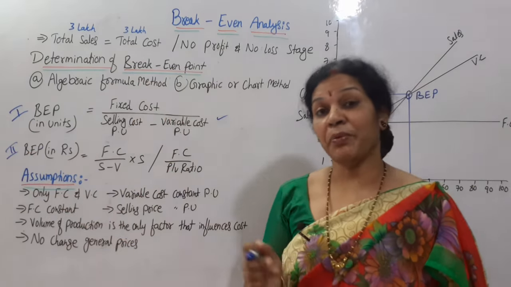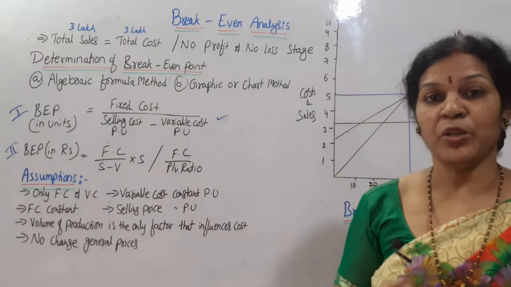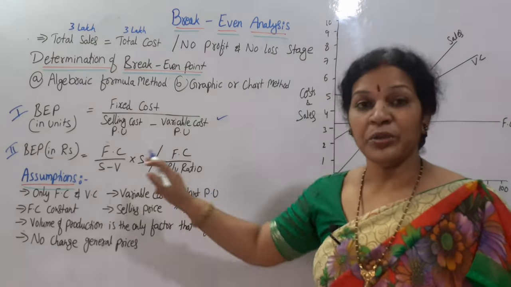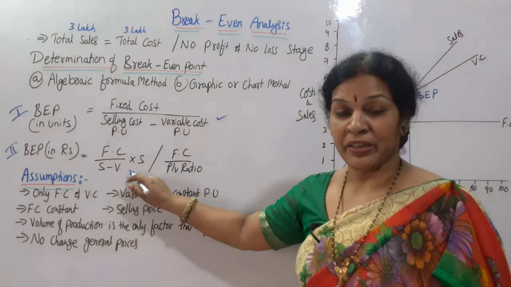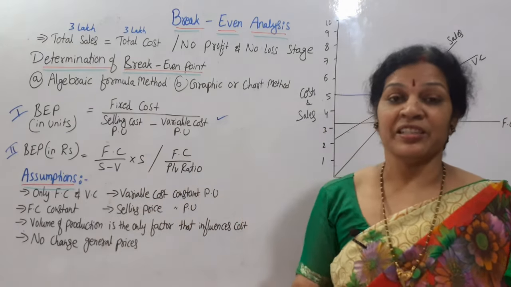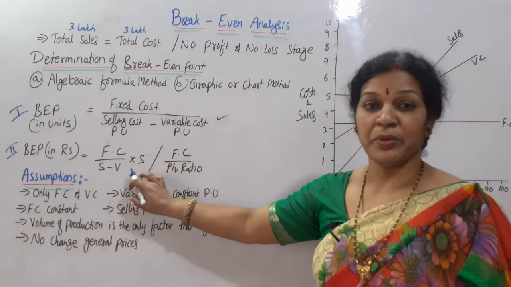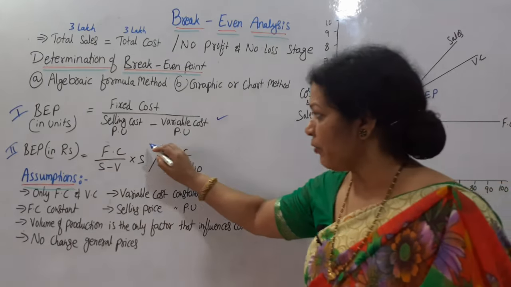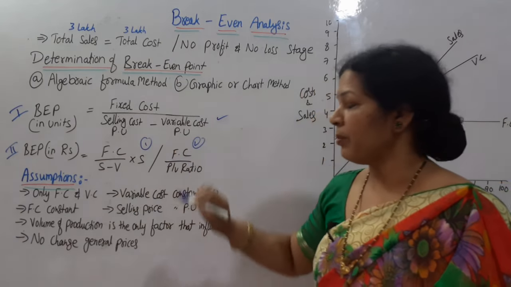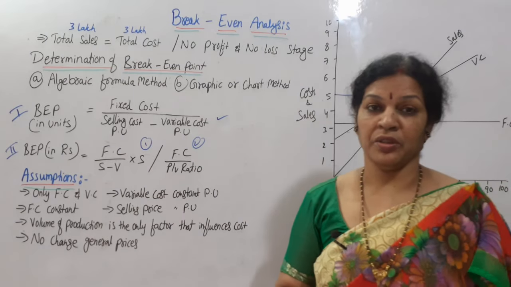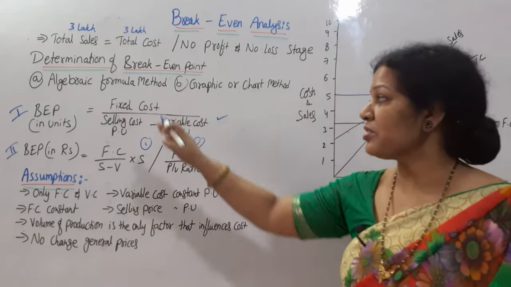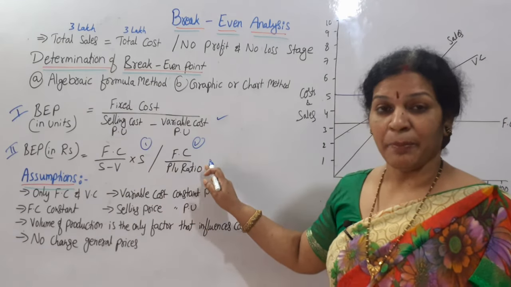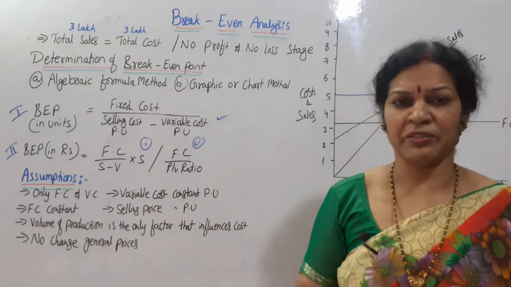This is the break-even point in rupees, value-wise. Fixed cost is the same: fixed cost divided by S minus V, into S. S means selling price, V variable cost, and the last S is sales. Easy to remember: fixed cost by S minus V into S. If you use this formula, you will get the answer in rupees. And there is another formula: fixed cost by PV ratio. Fixed cost is common everywhere. Here we say S minus V into S, and here PV ratio. What is PV ratio? In the coming classes we'll discuss.